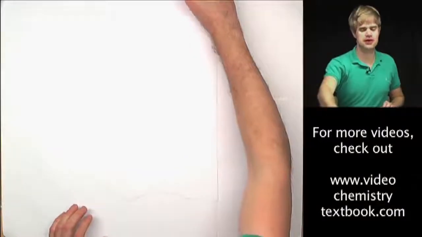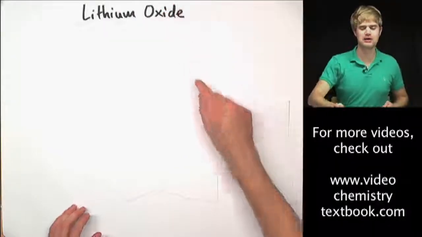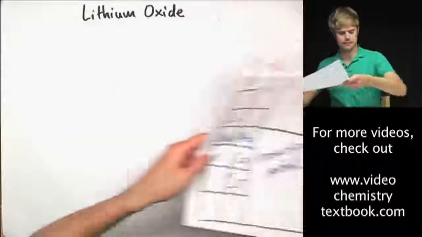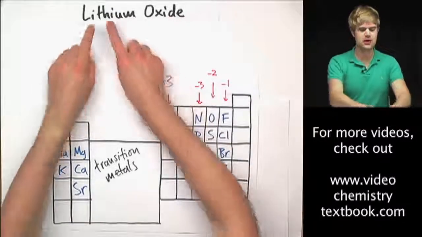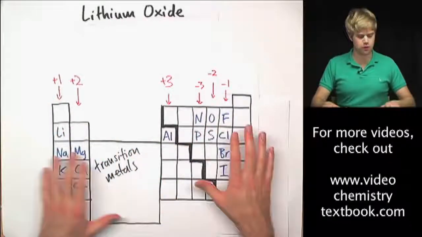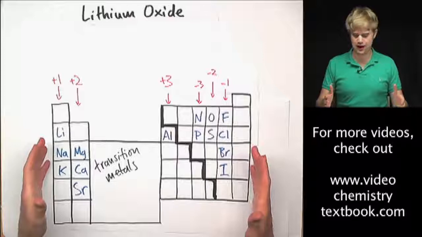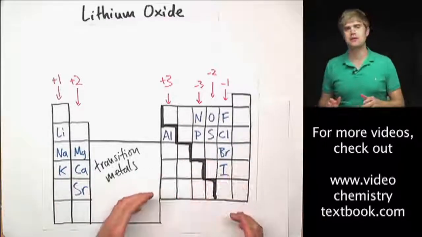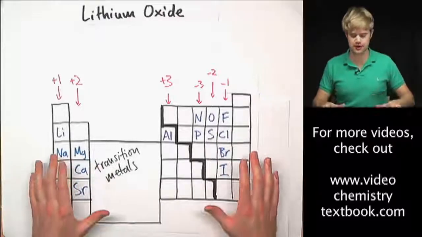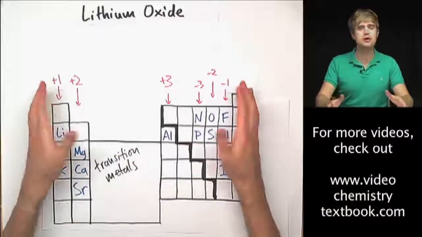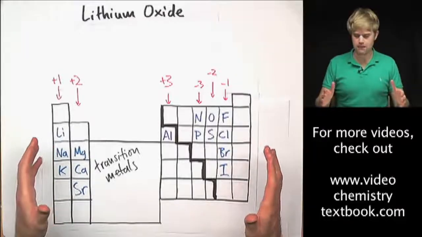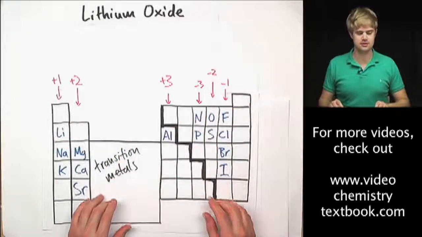Let's start with our first example, lithium oxide. When I'm doing these kinds of problems, the first thing that I want to do is find both of these elements on the periodic table. I'm using this kind of weird version of the periodic table that I just wrote out. I left out a lot of the elements because they're not important for what we're doing here, and I thought they were kind of distracting. But don't be confused. This really is no different from the periodic table that you probably have in your book. It's just missing a lot of the elements.